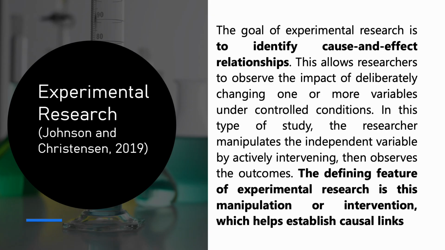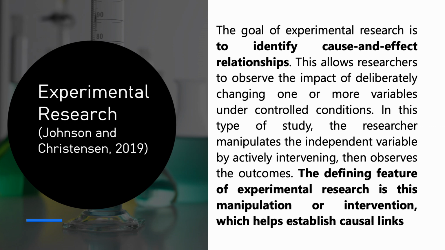Let's now take a closer look at experimental research, as defined by Johnson and Christensen in 2019. The primary goal of experimental research is to identify cause and effect relationships. This is achieved by deliberately changing one or more variables under controlled conditions, allowing researchers to observe the impact of those changes. In this type of study, the researcher actively manipulates the independent variable. This means introducing an intervention or treatment, and then observes the outcomes on the dependent variable.